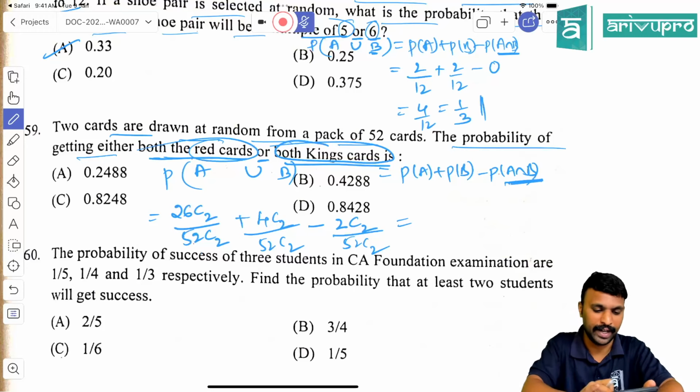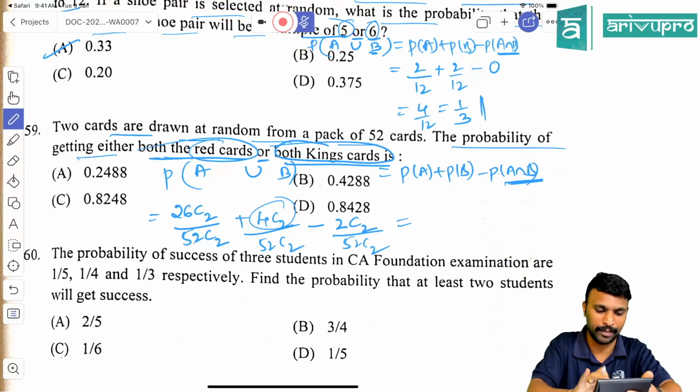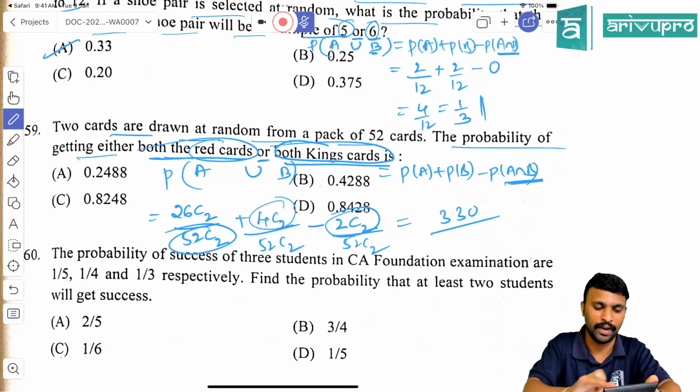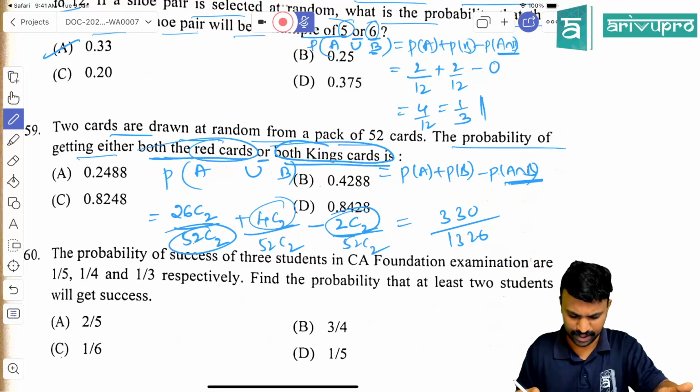What is it? 26C2, so 26 into 25 divided by 2, plus 4C2, 4 into 3 divided by 2, plus 2C2 is 1, so 1, minus. So 330 is the numerator. Now 52C2 you have to solve. 52 into 51 divided by 2, you get 1326. So 330 divided by 1326, and the result is how much?